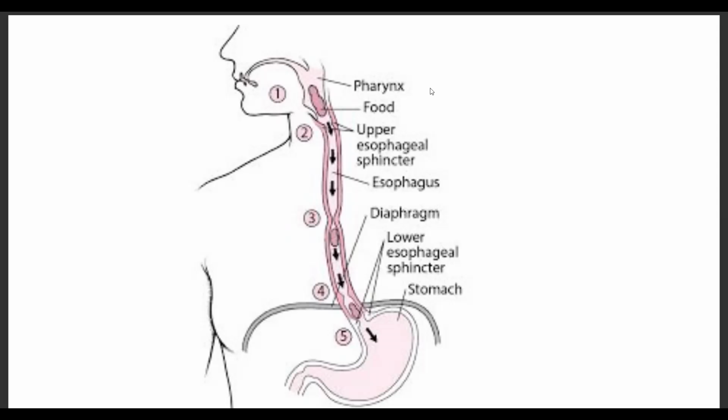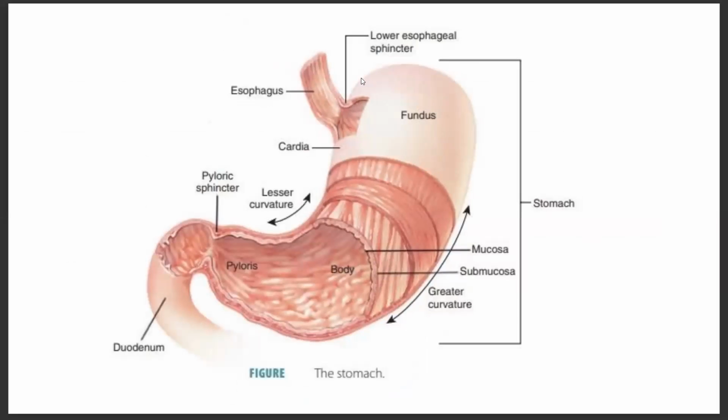Now this is the structure of stomach. Can you see this J-shaped structure? It is again a hollow and muscular dilated sac which is present in the abdominal cavity. Now esophagus is present in the thoracic cavity, but stomach is present in the abdominal cavity.